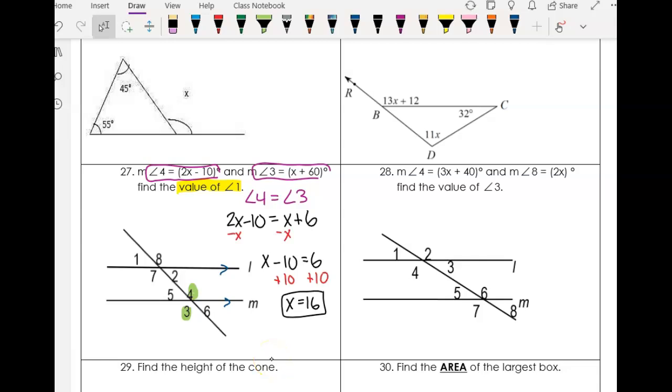By setting up this problem here, we have discovered that the value of x is 16. Now, that is not the value of the angles 3 or 4, right? Remember, angle 4, I don't know if you can see my mouse, angle 4 is right here. It's 2x minus 10. So let me figure out what that value is. Angle 4 is 2 times 16 minus 10. So 32 minus 10, that is 20. Oh, I made a mistake.